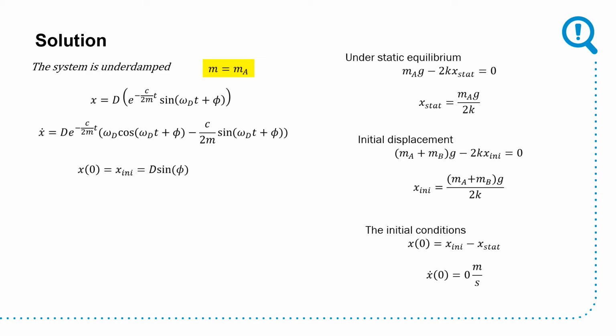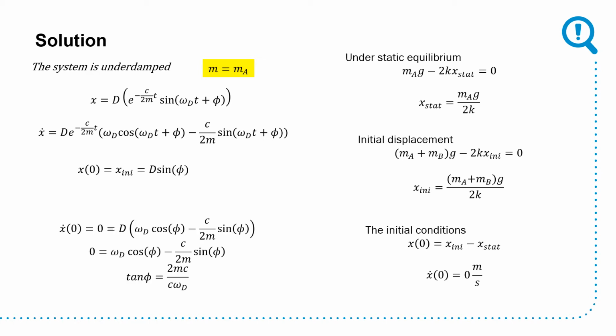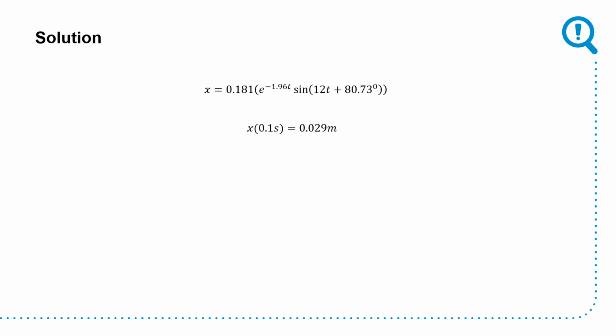So putting those terms in and substituting into the first equation, I get x ini is D sine phi. For the second term, I get another set of equations, and I get rid of the D, and I end up with omega d cos phi minus c over 2m sine phi. And I end up with tan phi equals c over 2m omega d. If I substitute all the terms back in, I get the solution, which is x is equal to 0.181 e to the minus 1.96 t sine 12t plus 927 degrees, and x at 0.1 seconds is 0.05 meters.